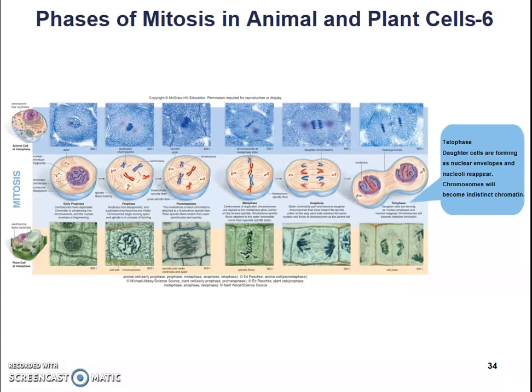In telophase, daughter cells are forming as nuclear envelopes and nucleoli reappear. The chromosomes will become indistinct chromatin, so they're starting to uncoil.